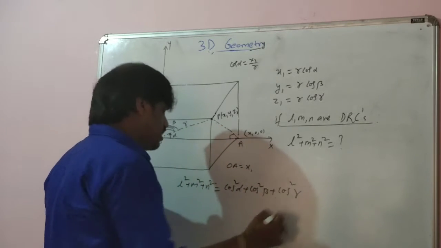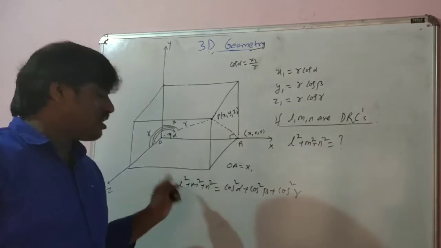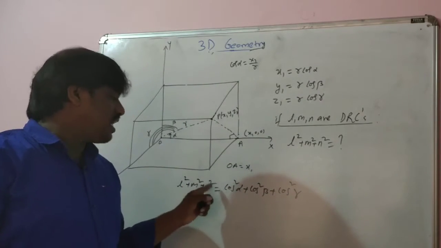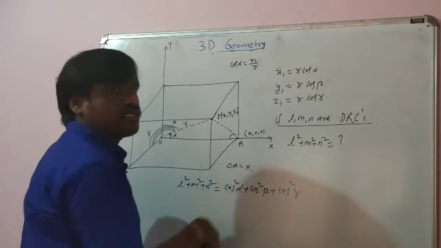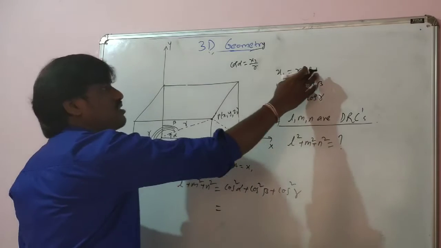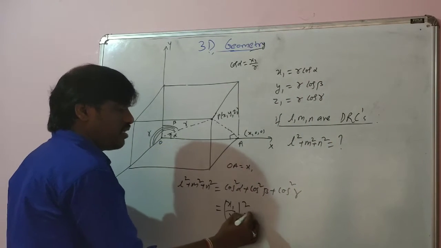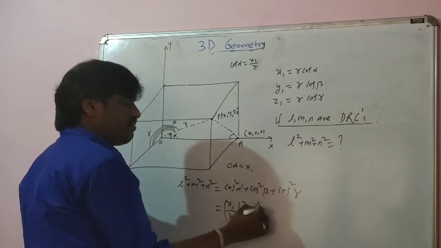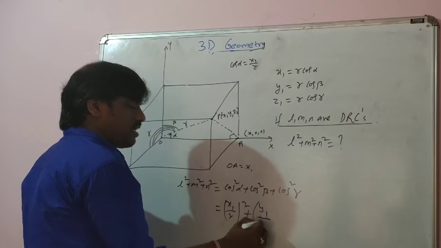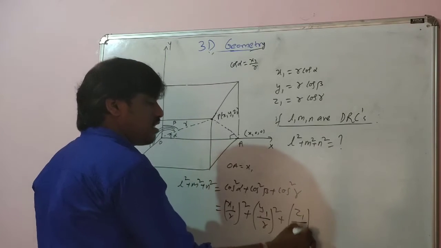I told you just now, L, m and n are direction cosines. L is cos alpha, m is cos beta, n is cos gamma, right? So how much is this value? If you find it, cos alpha is x1 by r, whole square. Cos beta will be y1 by r, whole square. Cos gamma will be z1 by r, whole square.